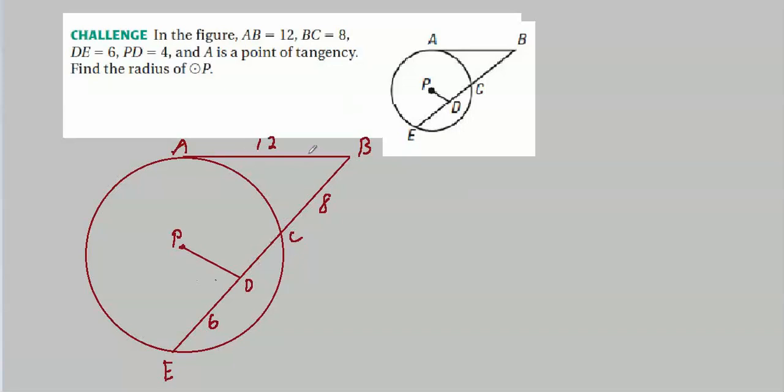Remember from our tangent secant segments theorem, AB squared, that's this part, is the outside part times the whole thing, or 12 squared equals 8 times 8 plus 6 plus DC. Remember, I have to take the whole thing here, not just the segment. So that adds up to 14 plus DC.